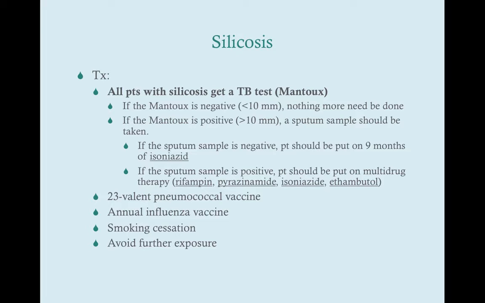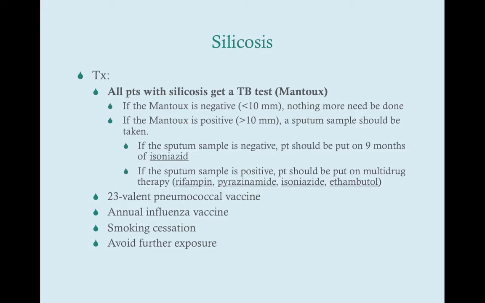So if the Mantoux test is positive but the sputum sample is negative, we're going to make the presumptive diagnosis of latent TB. So they have a positive Mantoux, meaning they probably have TB, but the sputum sample is negative, meaning it's not active TB, it's probably latent TB. And so we're going to treat them on isoniazid for 9 months.